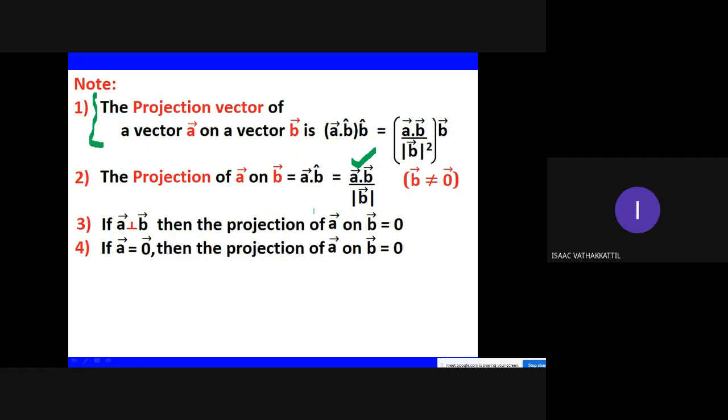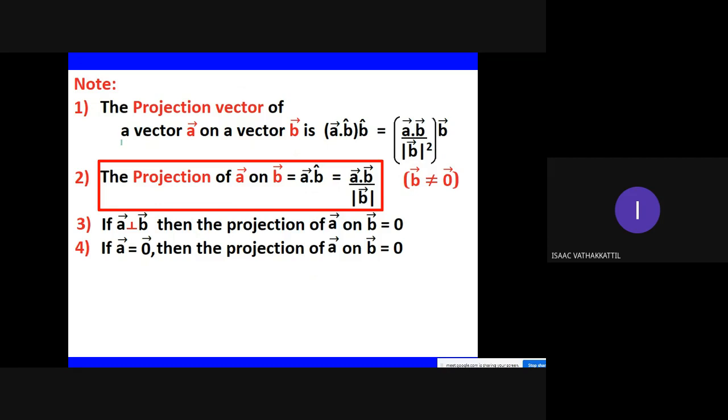For scalar projection, it is A dot B by magnitude of B, projection of A on B. If A is perpendicular to B, projection is 0. If A equals 0, projection is 0. We can't project on a zero vector, so B cannot be 0. So remember, projection of A on B is A dot B upon magnitude of B.